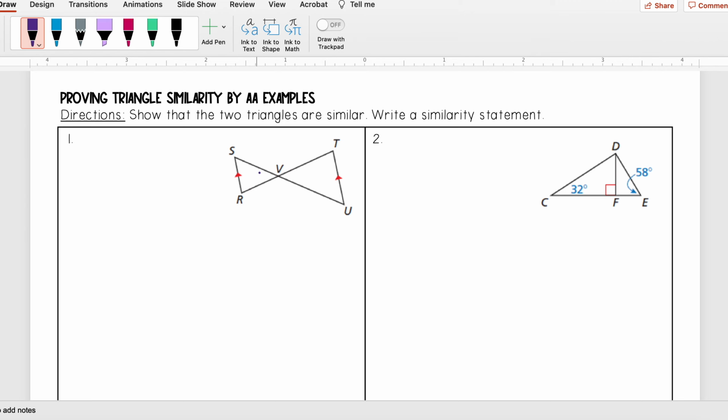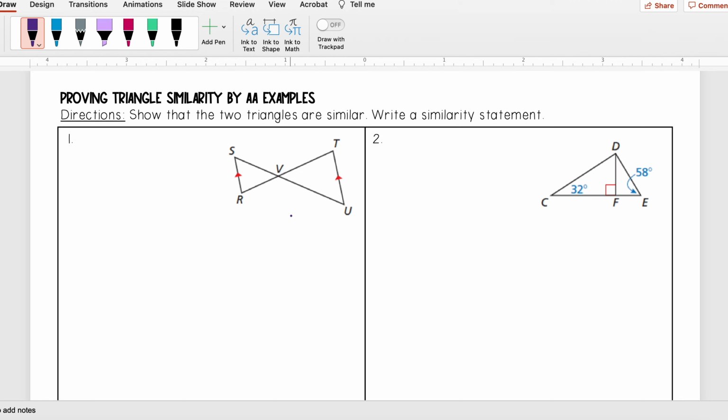So here I have two triangles, triangle RSV and triangle VTU. I see that I have two arrows on these two sides, which again just means that these two sides are parallel. And so I know for these two triangles to be similar, I need two corresponding angles to be congruent.